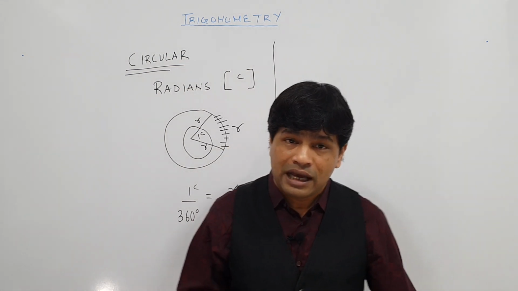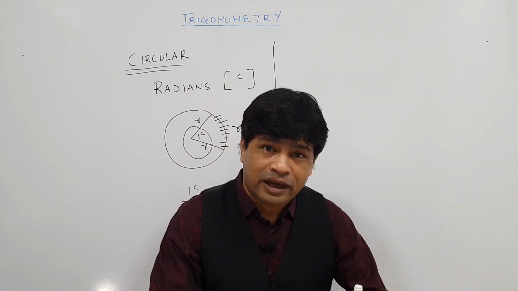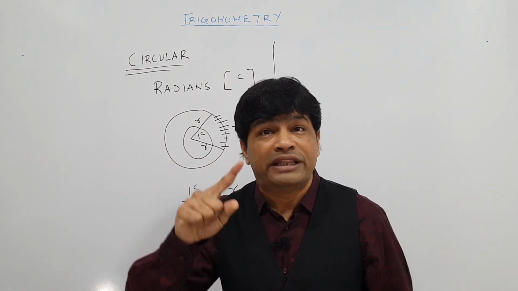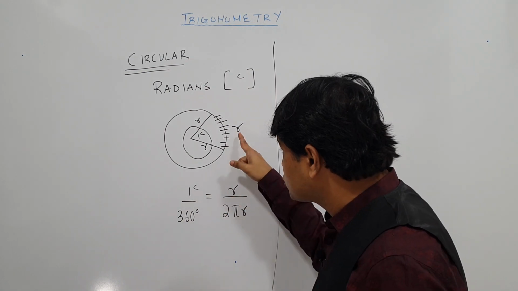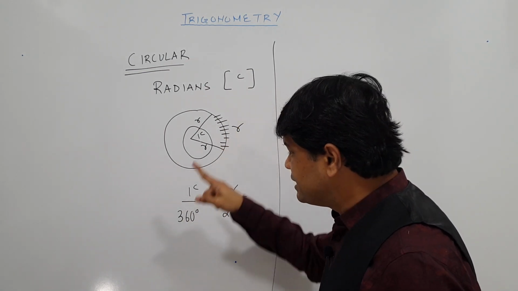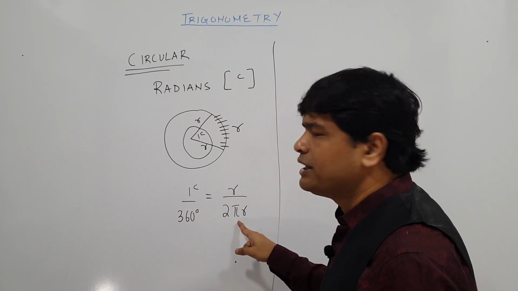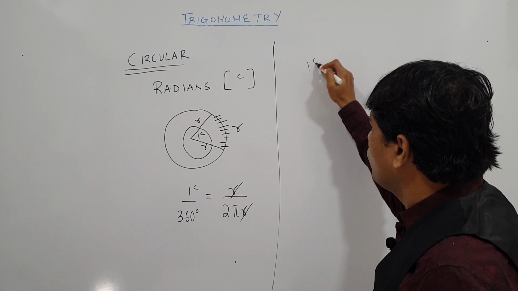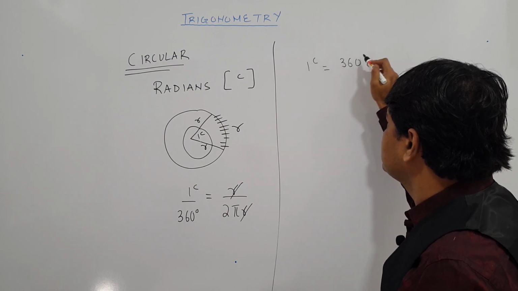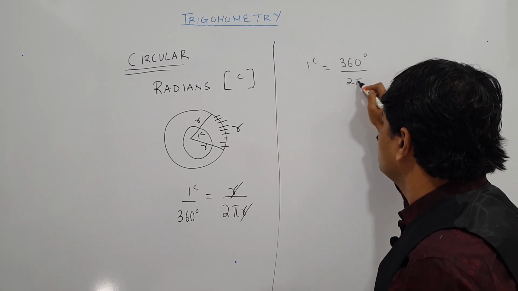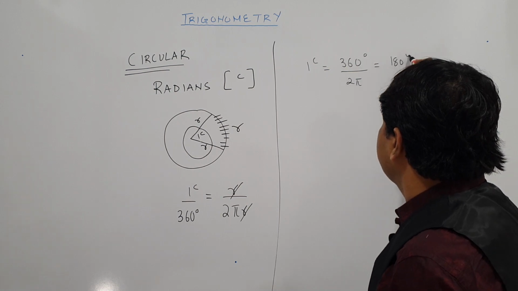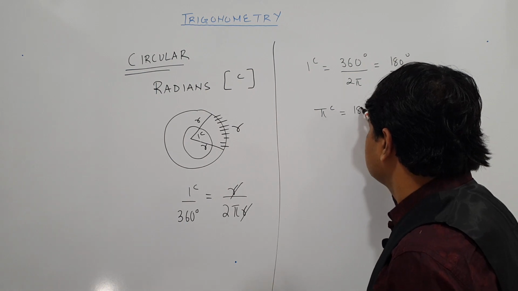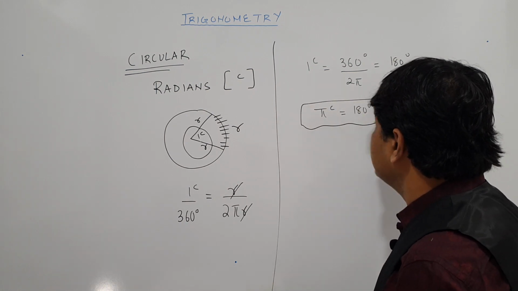I repeat, the angle subtended at the center is proportional to its corresponding arc. When the angle was 1 radian, the corresponding arc was equal to the radius. When the angle is 360 degrees, the corresponding length is 2 pi r. So 1 radian is equal to 360 degrees upon 2 pi, which is equal to 180 degrees upon pi. So, pi radians is equal to 180 degrees.